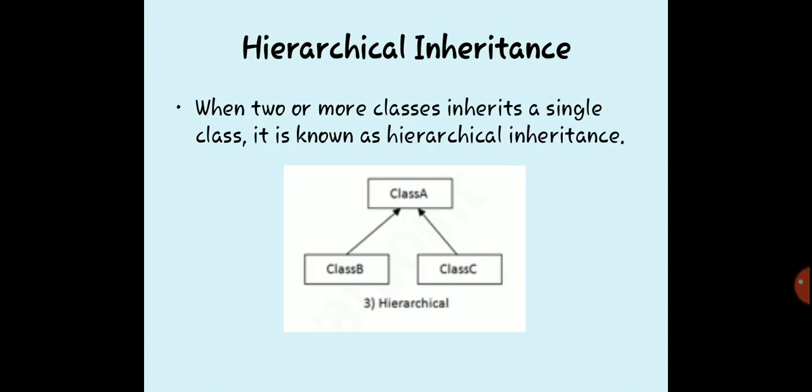Now it is hierarchical inheritance. Hierarchical means there is a base class, and that base class is inherited by two disjoint classes. You should understand this. There is no relationship between B and C, but there is a relationship between A and B and A and C, but B and C are disjoint. So this is called hierarchical inheritance.